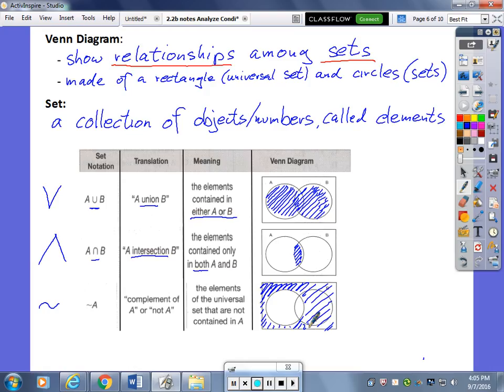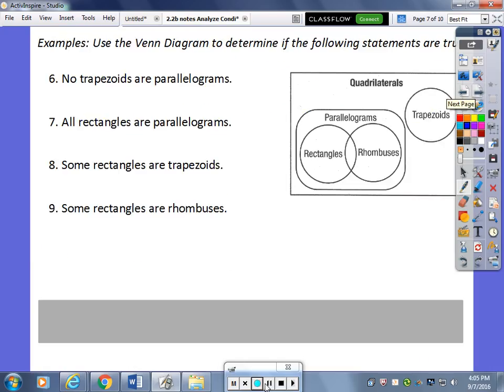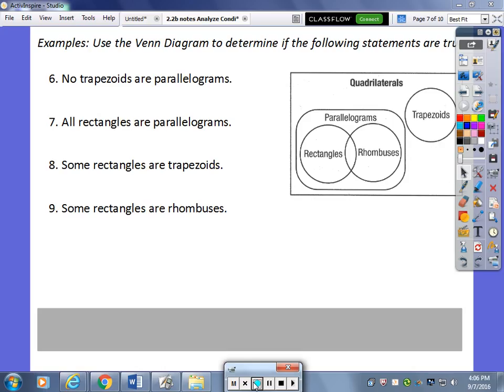Let's look at an example together. Use the Venn diagram shown here on the right to determine if the following statements are true or false. First statement states, no trapezoids are parallelograms. Trapezoids are these objects here that are inside of the circle for trapezoids. And then we have all the ones that are parallelograms, and those are the ones in this circle.